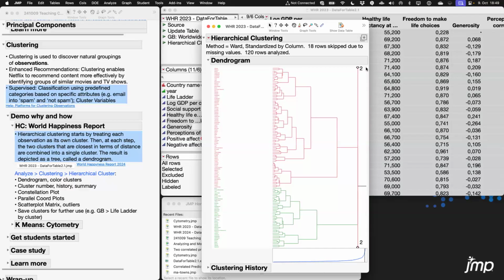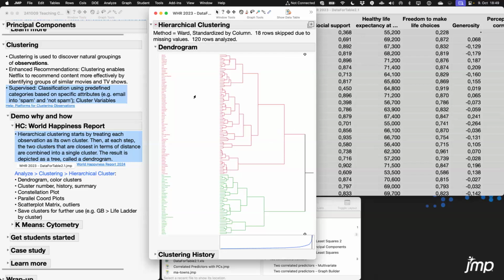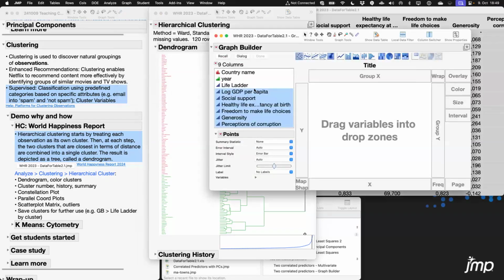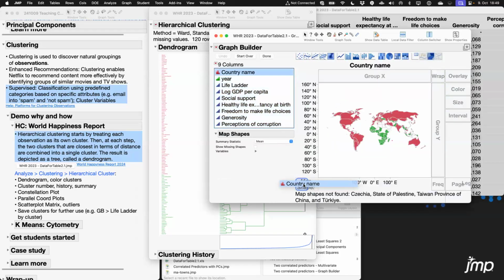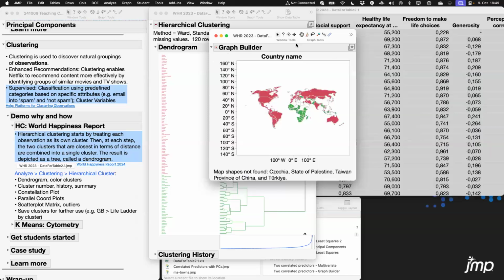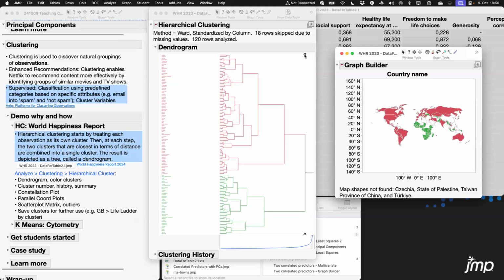I could also come from the right-hand side and start to split the countries into two groups, three groups, and so on. This is not how the algorithm works, but it can also be interesting to do. So if we use the graph builder to watch this, now we have all the countries in one cluster. Moving to the left, we see red and green, two clusters, and then a third cluster, and so on.